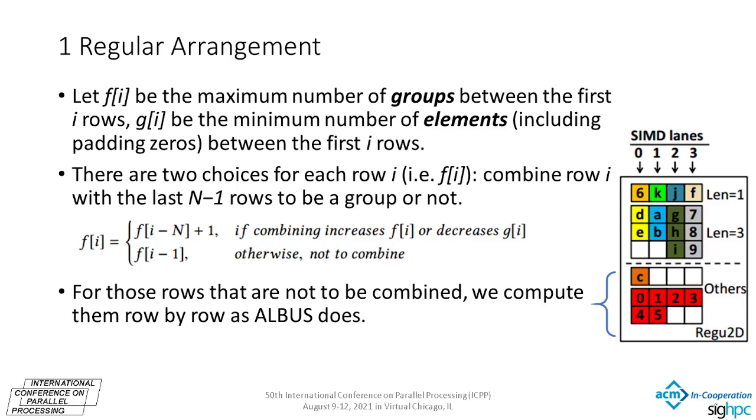The detail of dynamic programming is that we let Fi be the maximum number of groups among the first i rows, and Gi be the minimum number of elements among the first i rows. Thus, there are two choices for each row i: combine row i with the last n-1 rows to be a group or not, as the formula shows. After that, for those rows that are not combined, we compute them row by row as CSR does.